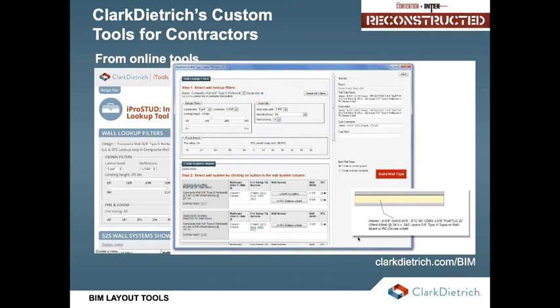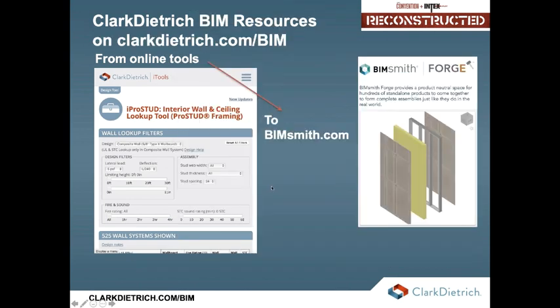And you can find that at clarkdietrich.com/BIM. Download it, it installs into Revit, and it's exactly like I just showed you online, but you just say, okay, build this wall, and you start drawing the wall into Revit. So great tool for figuring out exactly what you need wall type wise.